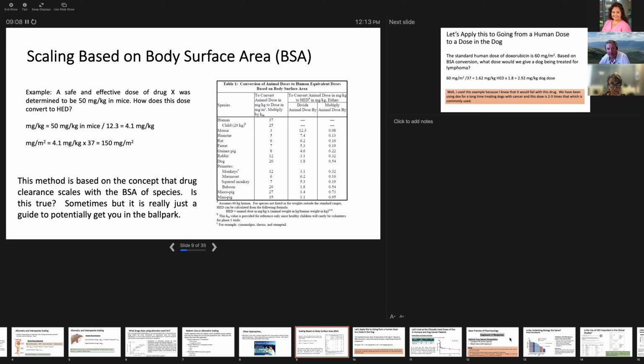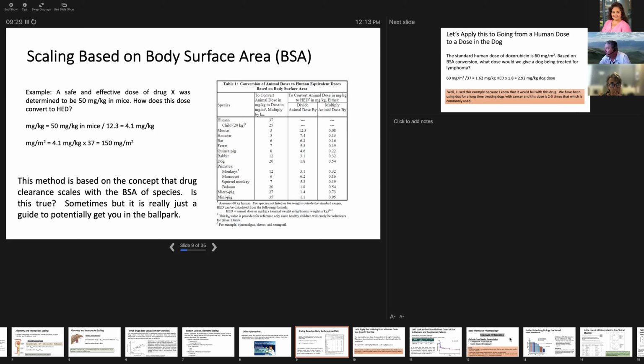An example here: a safe and effective dose of drug X was determined to be 50 mg per kg in mice. How would you convert that to a human equivalent dose? There are conversions based on body surface areas. You can convert from mg per kg back to mg per meter squared, and this would calculate out to be about 150 milligrams per meter squared in a human, or about 4.1 mg per kg.